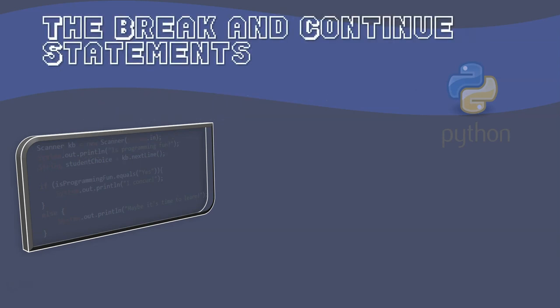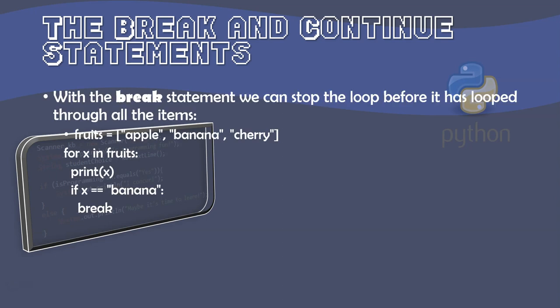Now, there, of course, are break and continue statements that we can use in these for loops. So with the break statement, we can stop the loop before it has looped through all the items. So, for example, in this version here, you can see I have an if statement that says if x equals banana, we break out. The similar thing is going to happen with continue. Of course, it's going to function just like how we talked about continue last time. Instead of stopping the loop, though, it's going to resume to the next iteration.